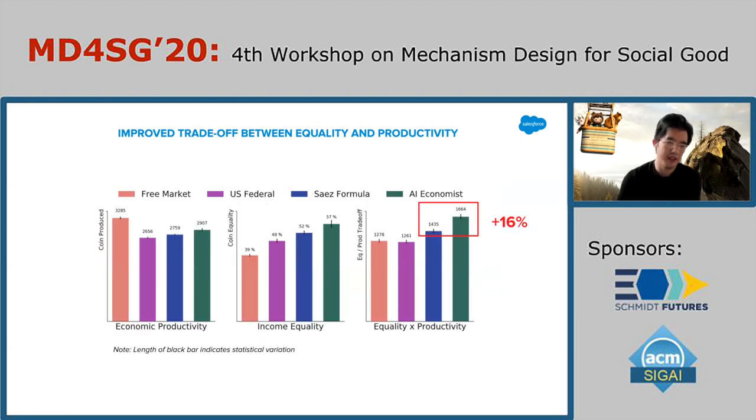In this work, we showed that there are a number of learning techniques that you can try, and a number of them are actually successful. The details of that are in the paper. What we've seen is that if we compare the AI Economist with the other baseline tax policies, we can improve this equality times productivity by at least 16%. We compared against a free market, so that there are no taxes at all. Then we took the US federal tax rates from 2018, which represents a progressive tax system. And then also the Saez formula, this theoretical optimal tax model, which in this case will lead to a regressive tax schedule.